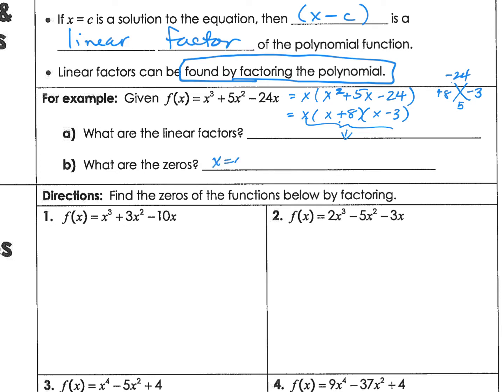We get x equals 0, don't we? And then we get what? X plus 8 equals 0, so x equals negative 8. And finally, x minus 3 equals 0, so x equals what? So the zeros, in other words, the x's, are negative 8, 0, and 3. And that's how we would write the zeros of our answer. Yeah, when you put it in there, least to greatest would be the typical standardized format for it, yes.